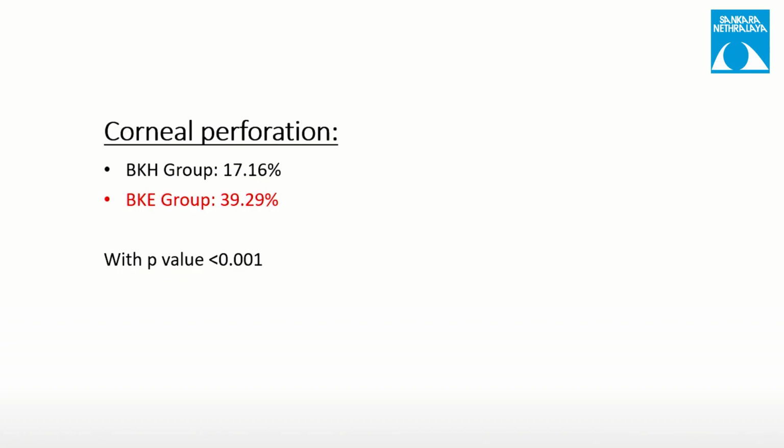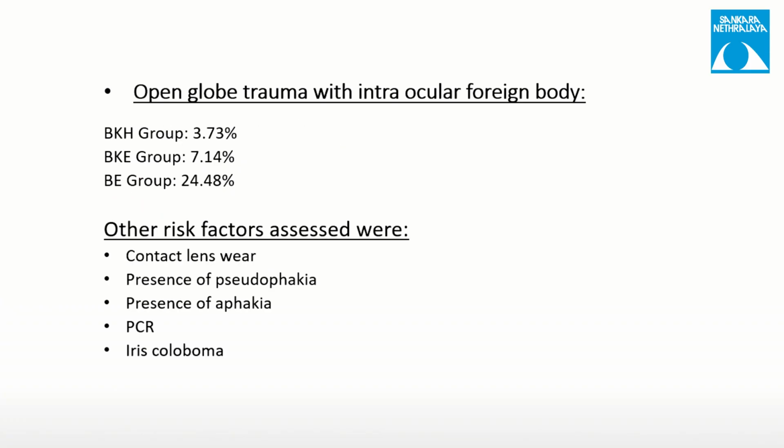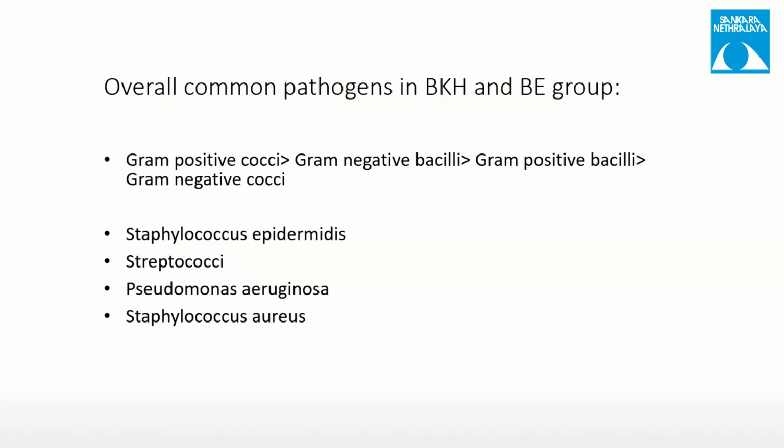Corneal perforation was found in 17.16% of the keratitis group and 39.29% of endophthalmitis following keratitis, with a p-value of 0.01. Open globe trauma with intraocular foreign body was also a risk factor. Other risk factors that were assessed are contact lens wear, presence of pseudophakia, presence of aphakia, PCR, and iris coloboma. So, we have concluded the risk factors.